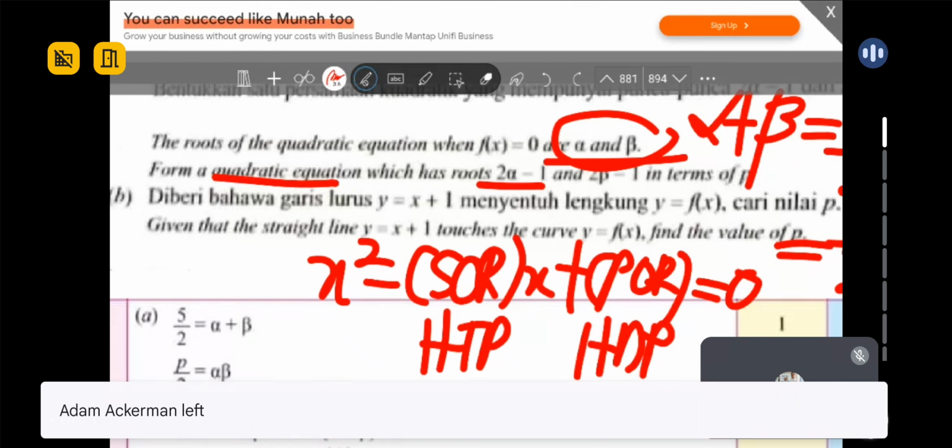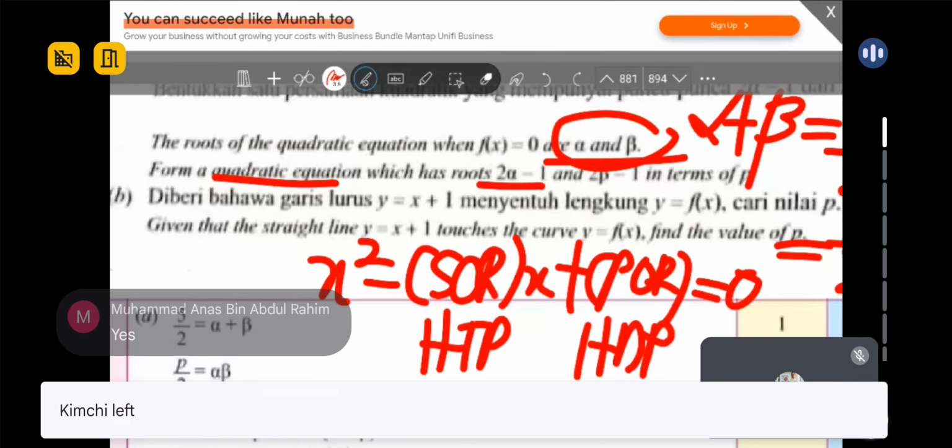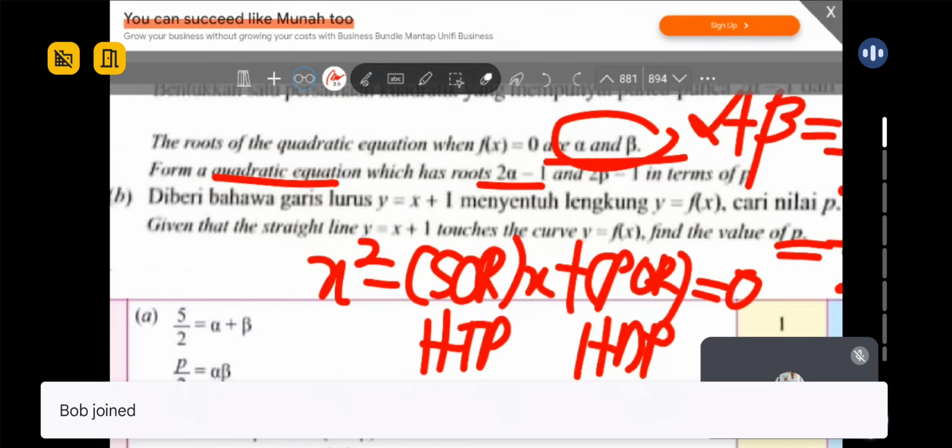Alright? Pernah nampak kan guys rumus ni? You all have seen right? This formula. Pernah gunakan bila bentuk persamaan baru. Always when you form new equation must use this formula. Alright? Okay, so kamu cari HTP dulu.